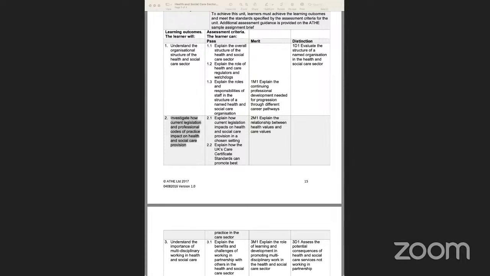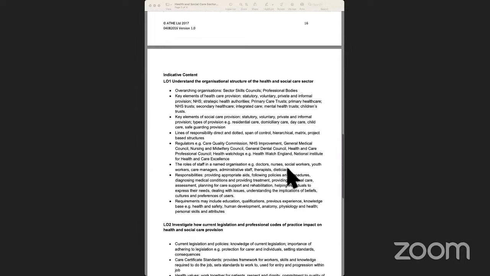We'll also be looking at UK care certificate standards, which are required to promote best practices and the way in which services can be delivered to members of the public. And in the merit criteria, we are looking at the relationship between what are called health values and care values. Now, there's a fair bit of content to be covered in this.